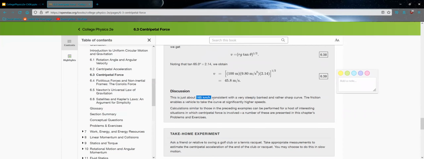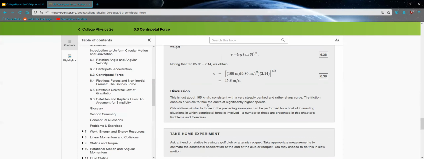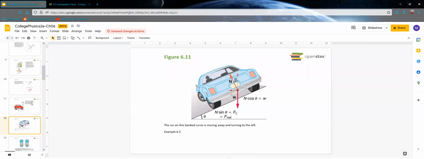Like 165, I was even off there. 165 with a frictionless corner. So a NASCAR car, for example, goes much faster, even faster than that if it wants to, because tires are very wide and very sticky, right?